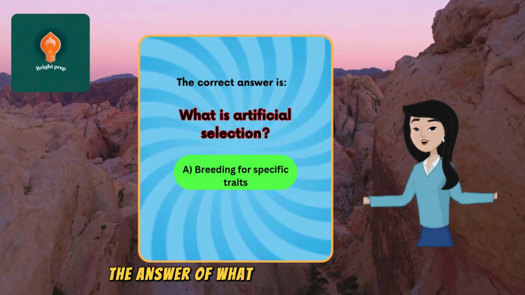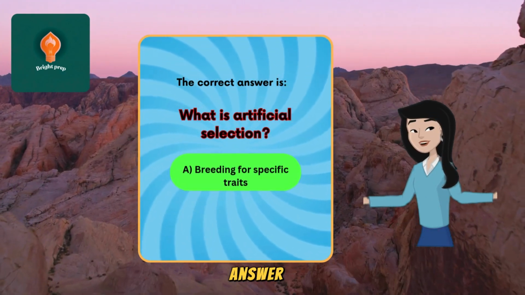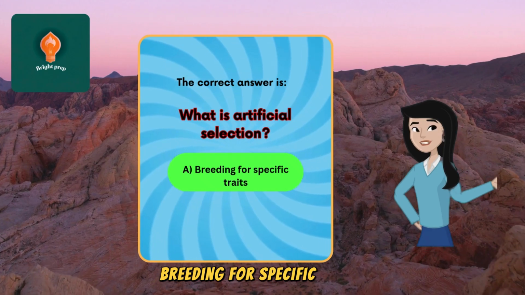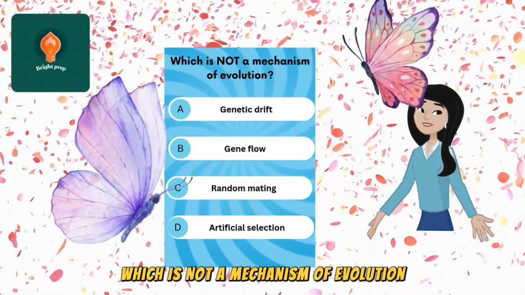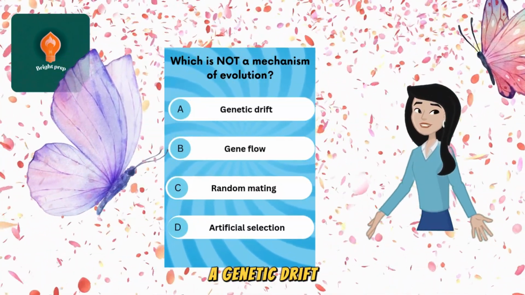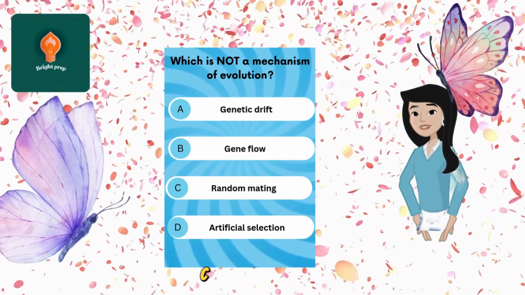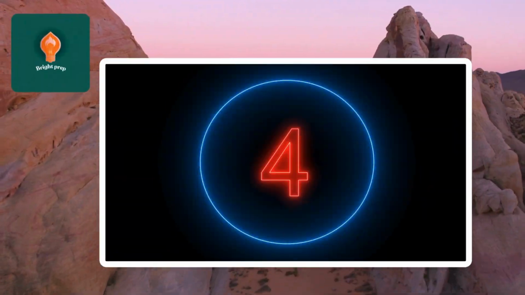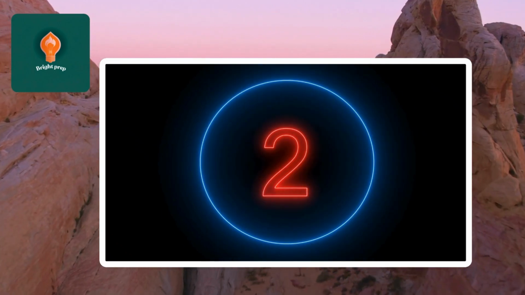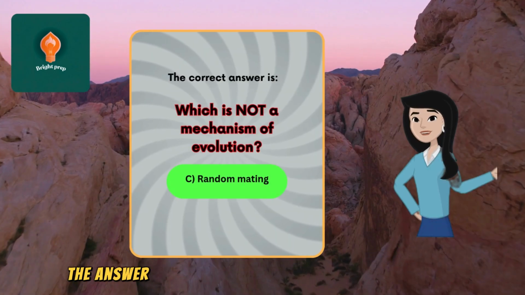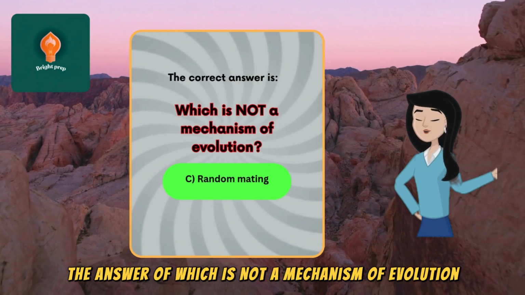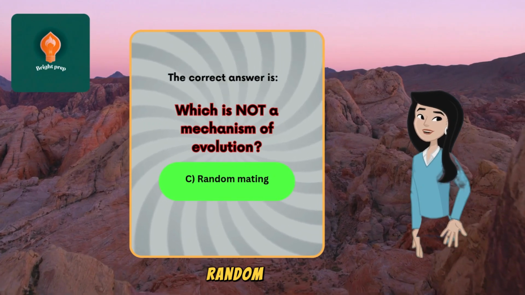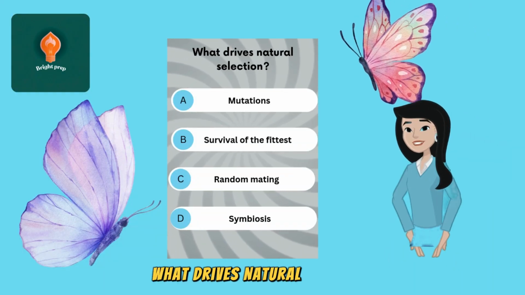The answer of what is artificial selection? Answer A. Breeding for specific traits. Which is not a mechanism of evolution? A. Genetic drift. B. Gene flow. C. Random mating. D. Artificial selection. The answer of which is not a mechanism of evolution. Answer C. Random mating. What drives natural selection?